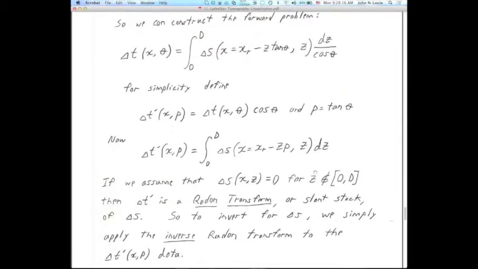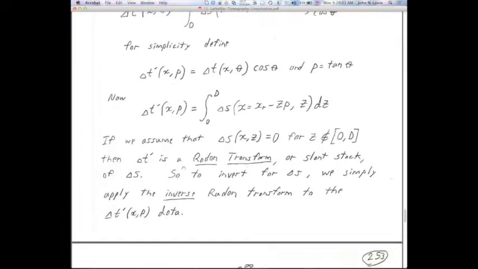And so now we can make some simplifications. Let's define delta t prime, which is going to be in terms of x and the slowness, the ray parameter p, which is just delta t times cosine theta. So it's delta t in terms of x and theta, and you multiply it by cosine theta, and you've got delta t prime. And then p is tangent theta, all right. Now we can define delta t prime of p and x as this integral over z of delta s at x equals x sub r minus z times p, and at z, dz.